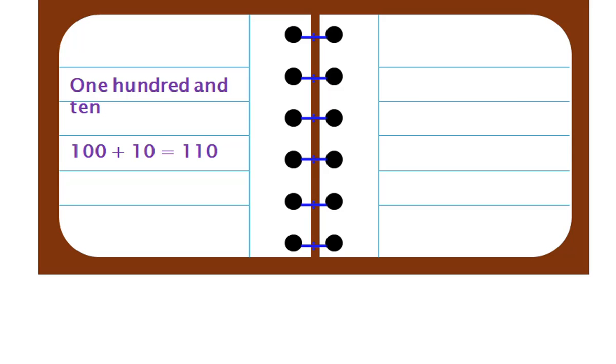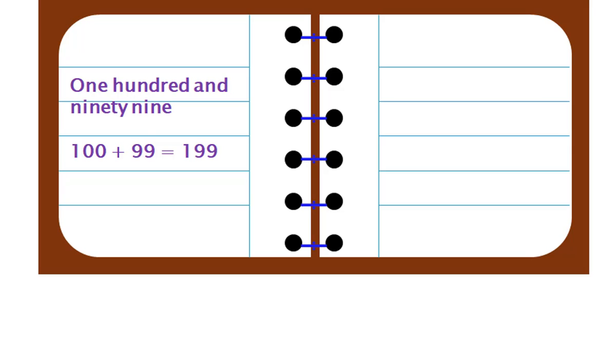110 means ciento diez. 115: 15 was quince. So, ciento quince. 140: 40 we know was cuarenta. So, ciento cuarenta.